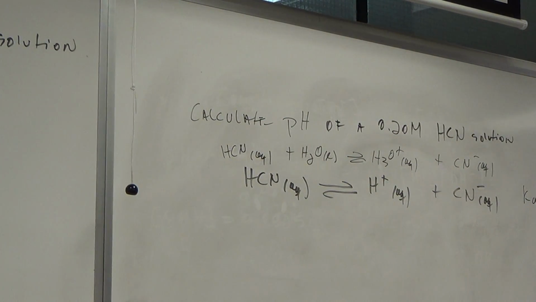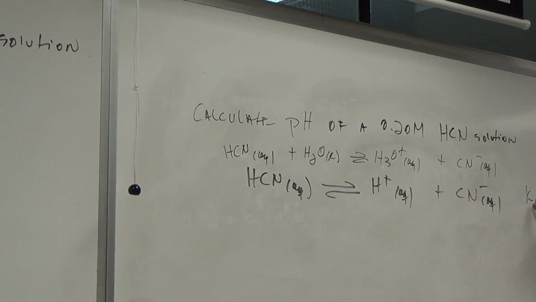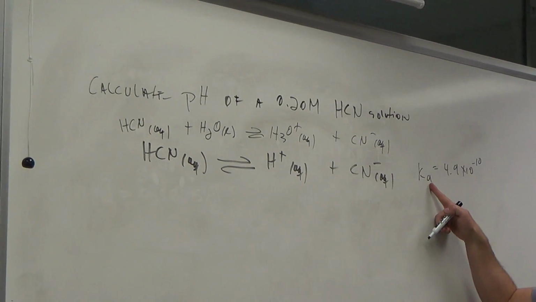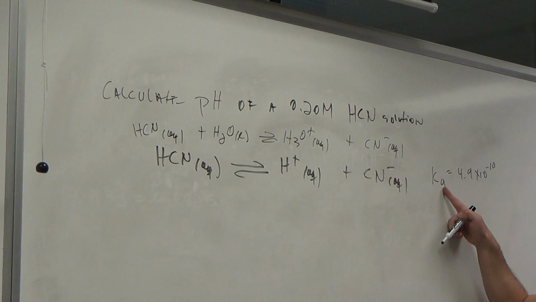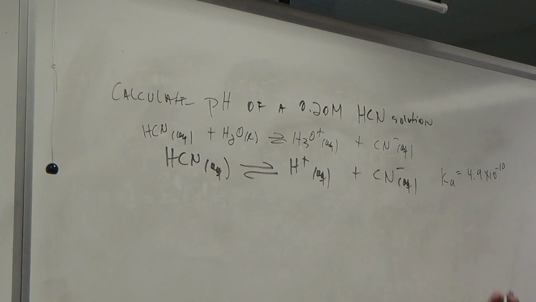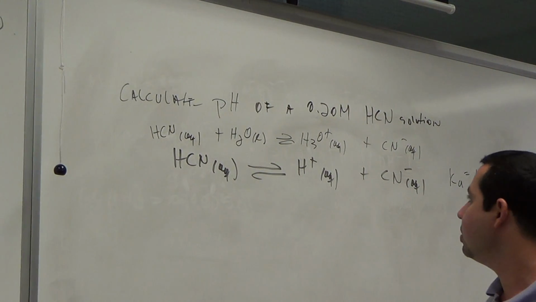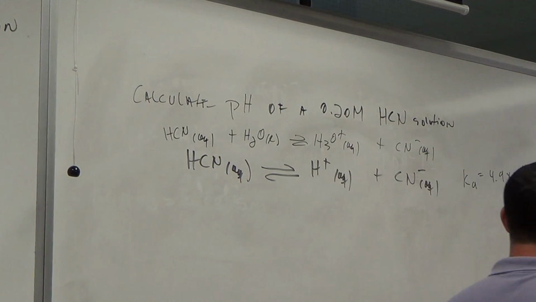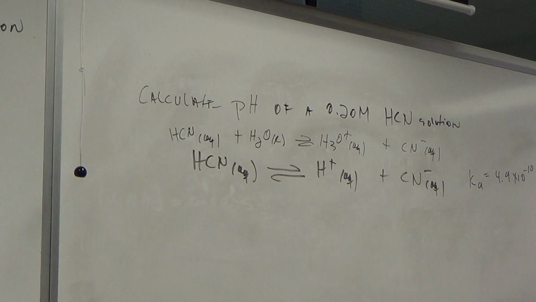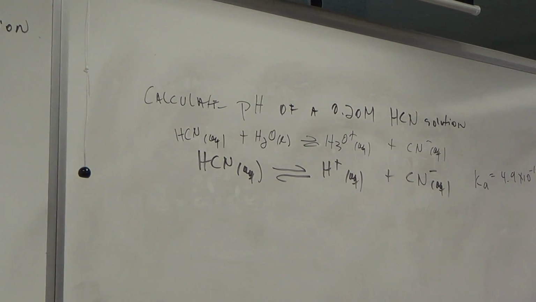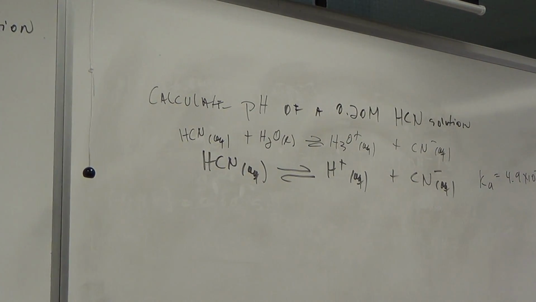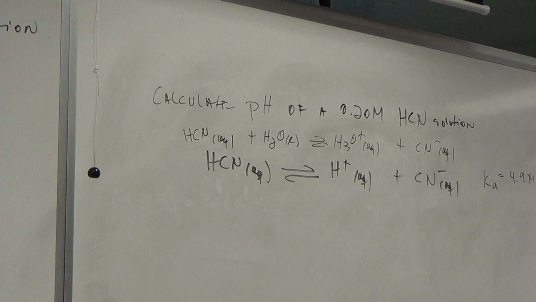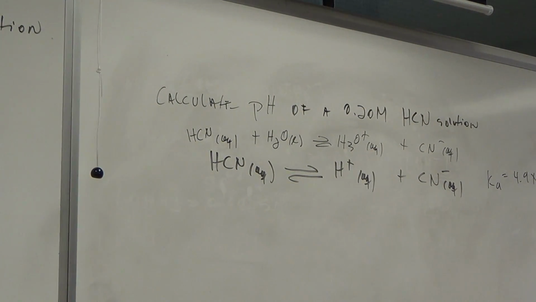Because it has a Ka, and Ka means the equilibrium constant for the acid, yes? If it were Kb, it would be the equilibrium constant for the base. So this is an acid. I need to find the pH. What's the equation for pH? pH is negative log of H plus. This H plus, when is it? It is at equilibrium, yes?